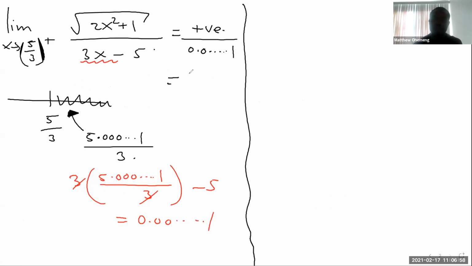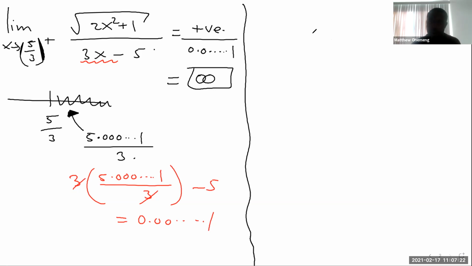Can anyone please tell me what the answer is? What is this limit? So I have infinity. Thank you. Perfect. I have a seconder. Awesome, so that's going to be infinity. We just showed that the limit as s approaches 5/3 from the right gives us an infinite limit.